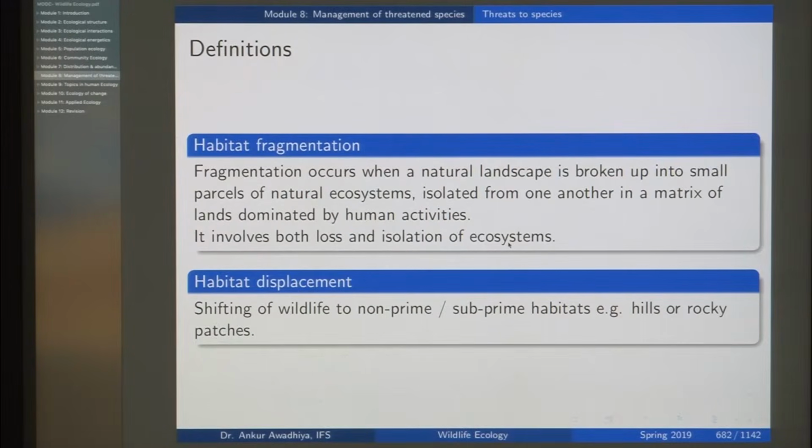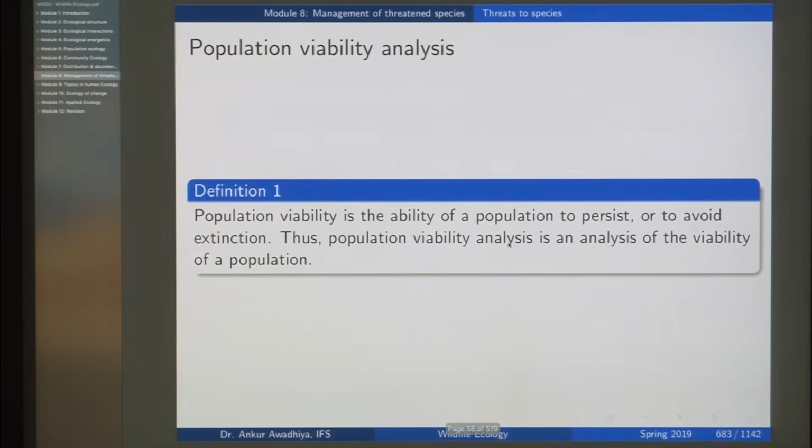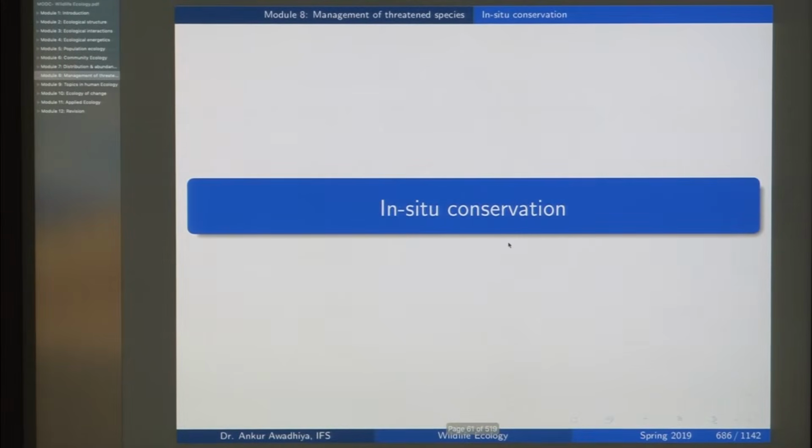Then we looked at habitat displacement, in which the wildlife is shifted to non-prime or subprime habitats such as hills or rocky patches, because they are outcompeted by other organisms, especially livestock. And then we said that population viability analysis is used to understand if a population is going to persist or is it going to become extinct in n number of years.